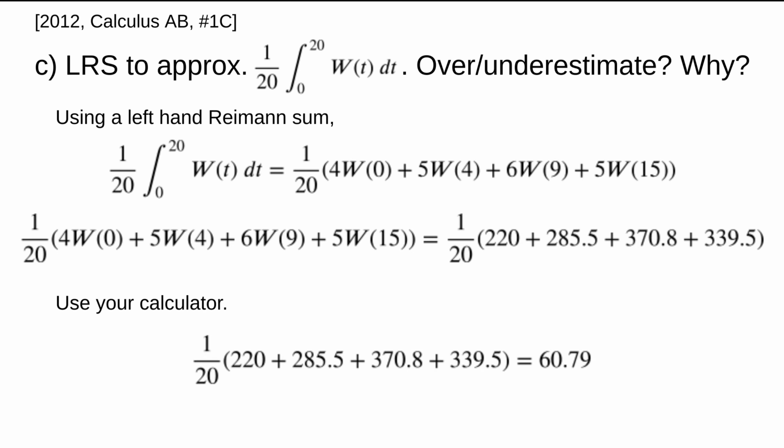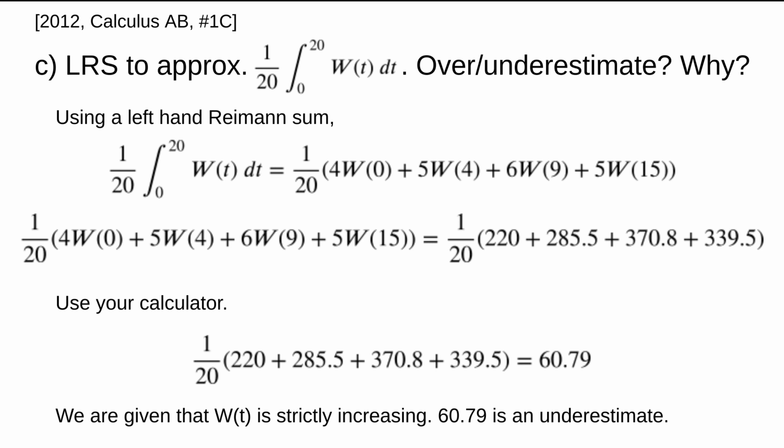Now, we're given in the question stem that this function is increasing, which means our left-hand endpoint is always going to be lower than our right-hand endpoint. So the rectangle we use to approximate an interval like that will always be an underestimate of the actual area, and if that's true for all of our rectangles, it must be the case that our approximation using the left-hand Riemann sum would also be an underestimate. Why is it an underestimate? We're given that W of t is strictly increasing.